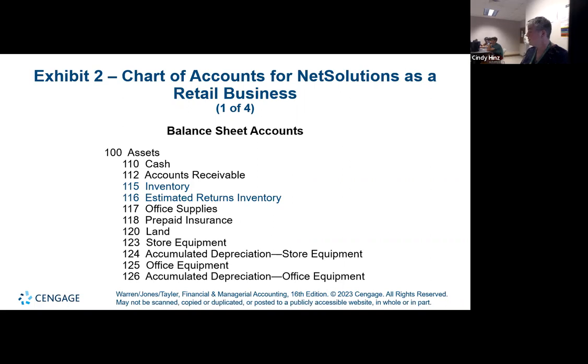So when we talked about the current ratio in chapter 4, we were including all of the current assets, including inventory. But that inventory is not really available to help us pay our bills until something else happens. We have to sell it. And for now, just take note of that estimated returns inventory. We will be getting to that. We'll be using that in one of our upcoming exercises.